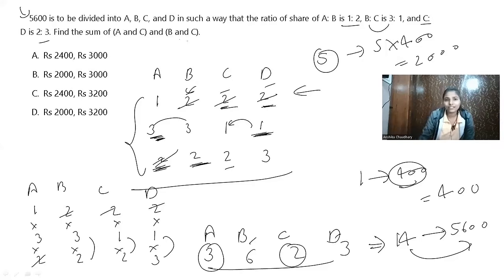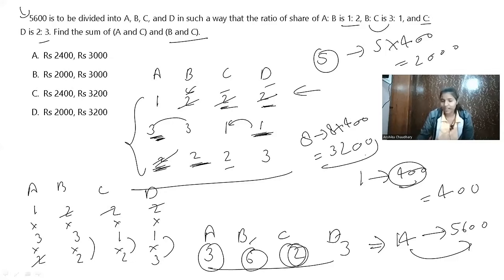Again, B and C. So what is the sum of B and C? B is 6 and C is 2. So it will be 8. So if 1 unit is equal to 400, so 8 units will be 8 into 400, right? So it will be 3200. So 2000 and 3200 will be the answer. So the answer will be option number D. I hope you get it.